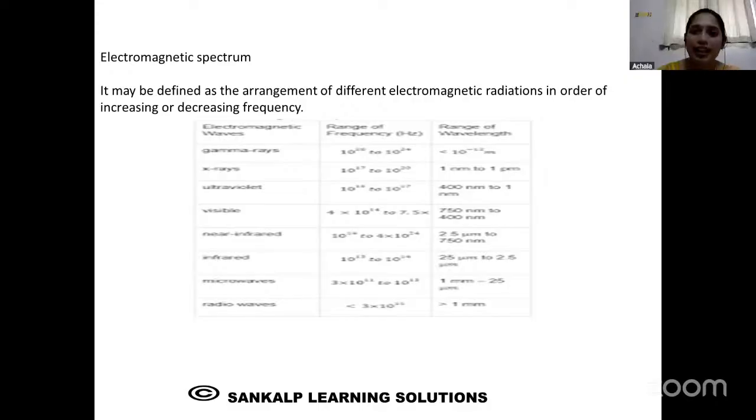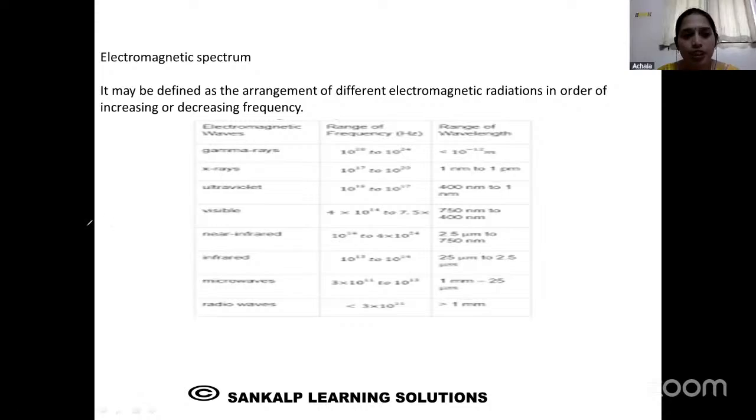In the prayer in your school, how do they make you stand? Based on increasing order of your height, isn't it? Similarly, the arrangement of radiations in increasing order of their frequency, we call it as electromagnetic spectrum. And different rays are having different electromagnetic spectrum.